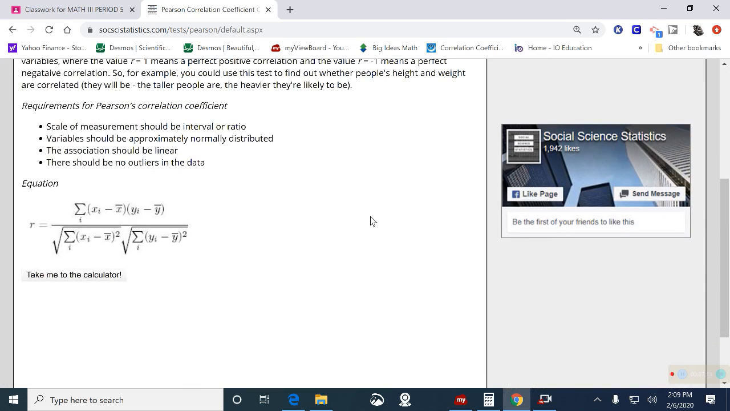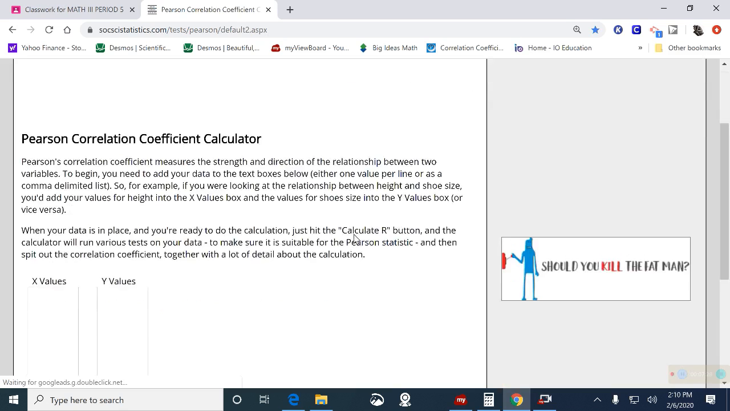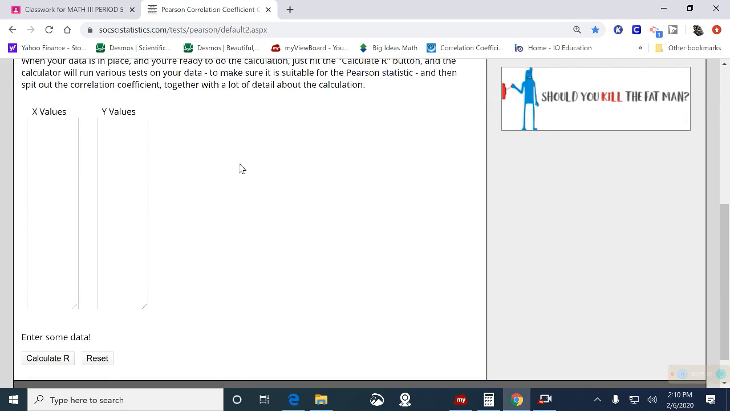So I'm just going to show you how to do it, and then we're done with our notes. Look at it. That's the formula right there. That might give you nightmares if you look at it. But don't worry. We're not going to use this formula. We're going to let the calculator do the work for us. Let me press take me to the calculator. Watch. Look what it's asking for now. X values and Y values. You got to be kidding me. Look how easy this is.